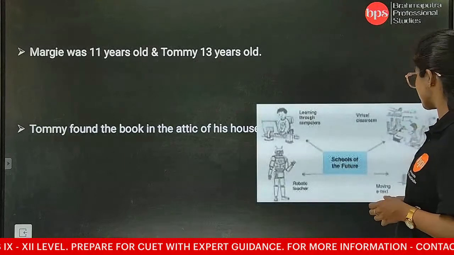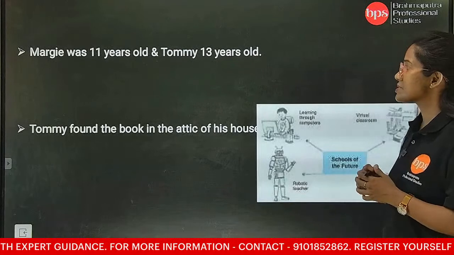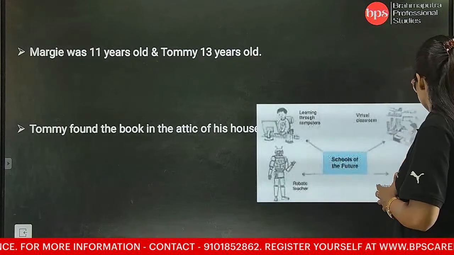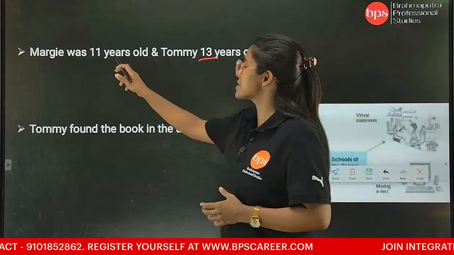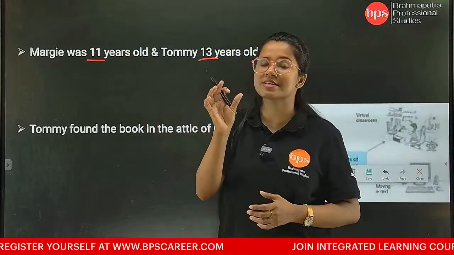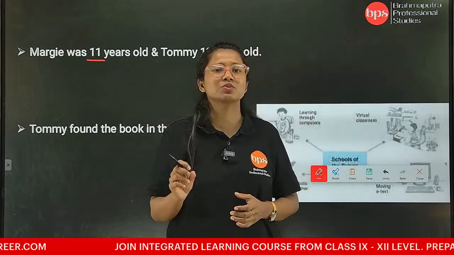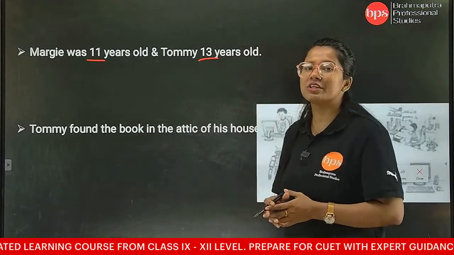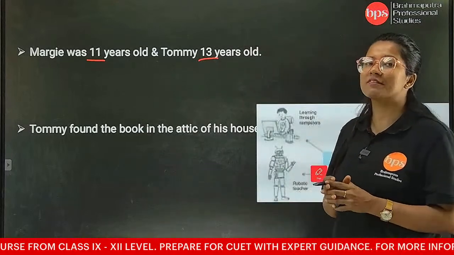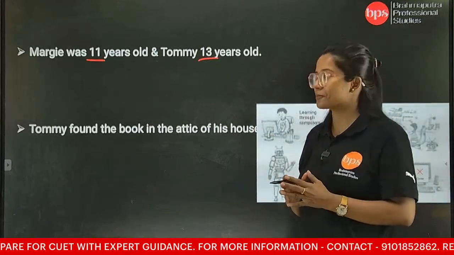The next information that we get here is Margie was an 11-year-old girl and Tommy was 13 years. So to be very precise, 11 and 13 is the exact number, and whenever you are going to answer the questions related to this chapter, because a few RTC will also be coming, you need to be very precise while giving the exact years at which age they were.